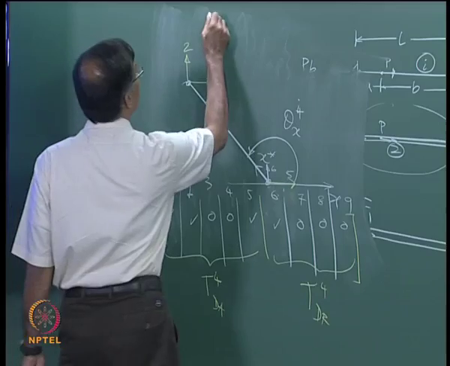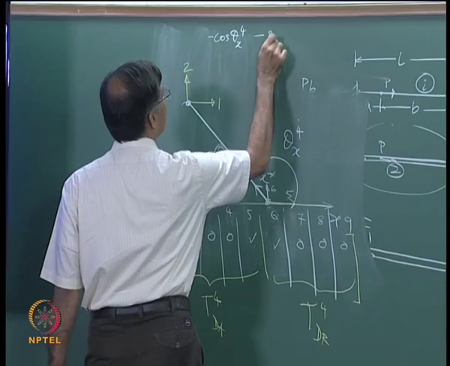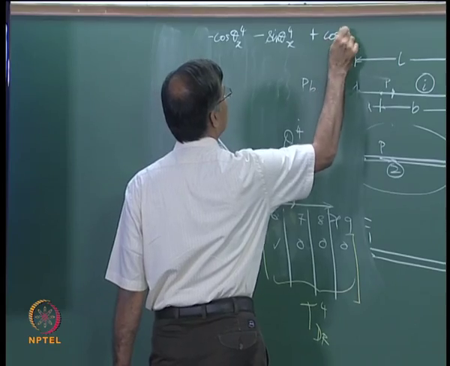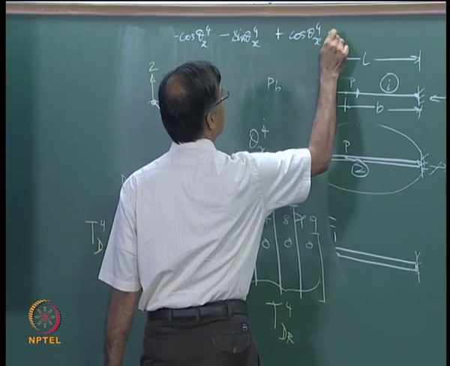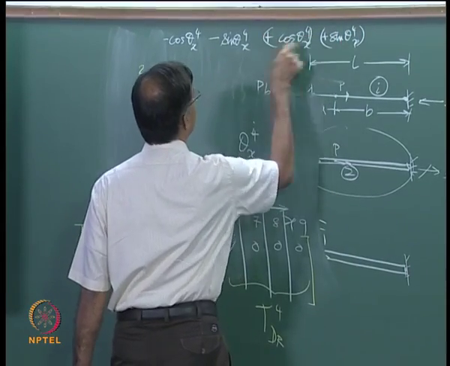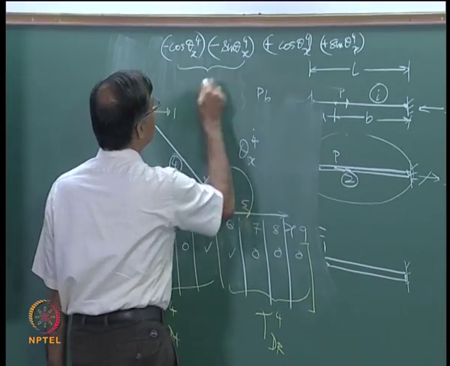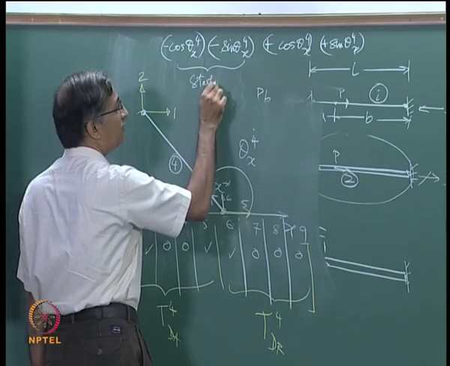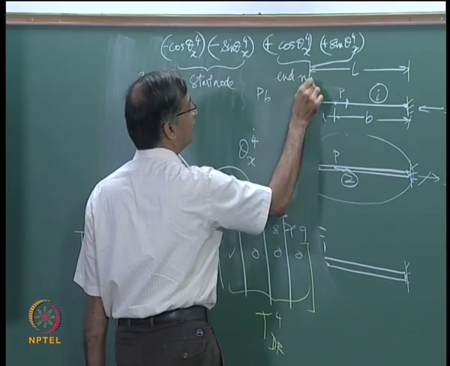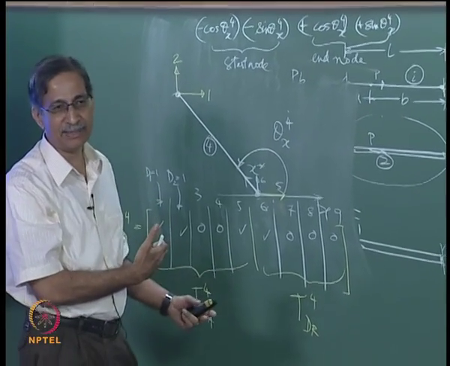I have to put in minus cos theta, this is 4x, minus sin theta 4x, plus cos theta 4x, and plus sin theta, right? This is how it goes. These two will go to the start node always, that is how it is defined, and these two will go to the end node, right? You just go back to the derivation.